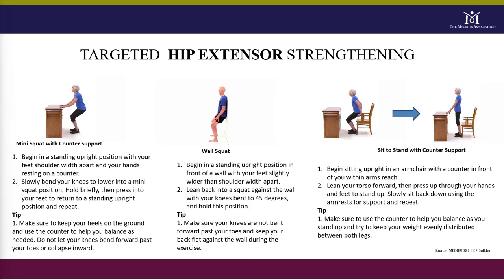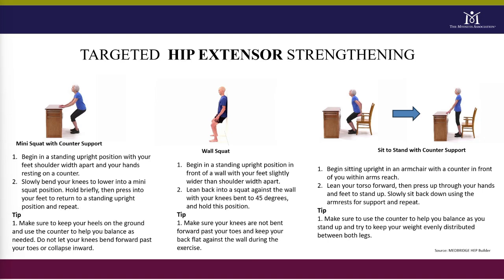Next one is the wall squat. You're basically doing the mini squat, but you're using the wall for support and balance. This is sometimes what I do for patients before they move on to the mini squat with counter support. Patients who are starting to learn how to do the mini squat use the wall for balance, and then they bend their legs to about 45 degrees, hold it there for about 5 seconds, and then they slide back up.